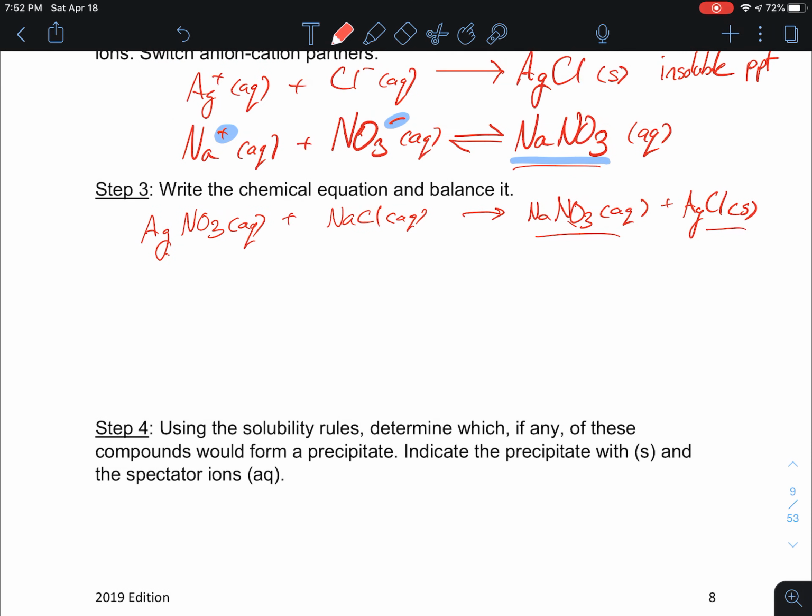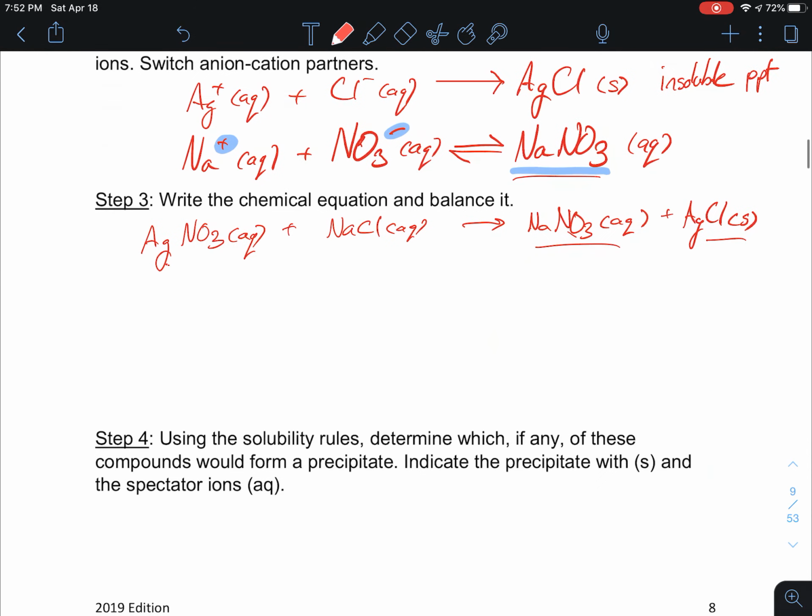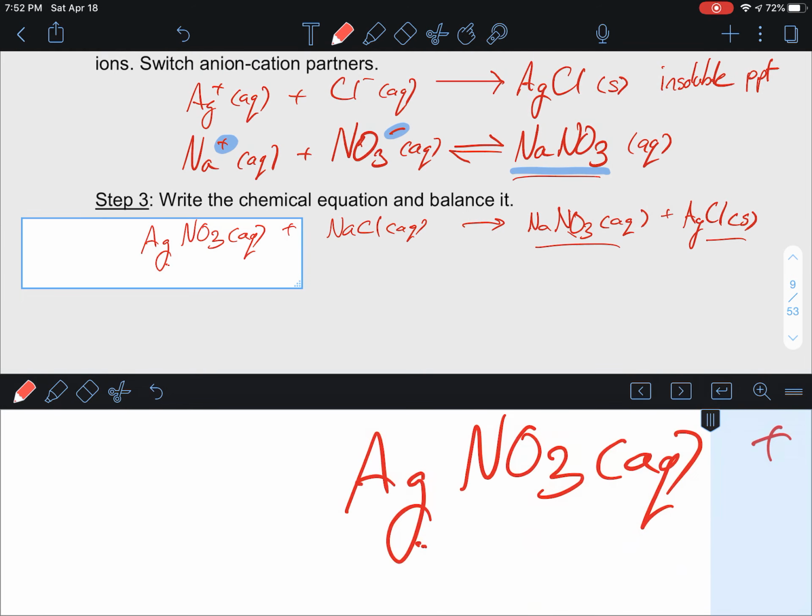Sometimes we would take this a step further and take this to a net ionic equation, which I'm actually surprised is not mentioned here. So let's just write out that net ionic equation right now. This is the chemical reaction, or the precipitation reaction.